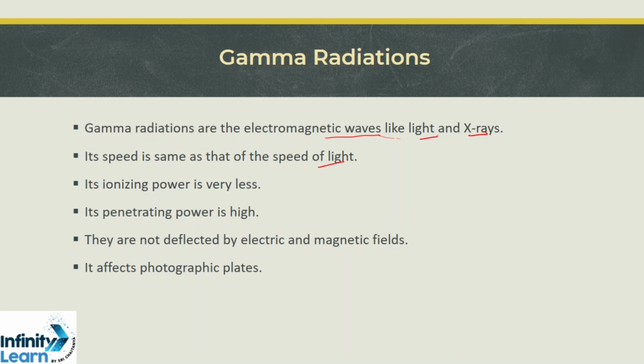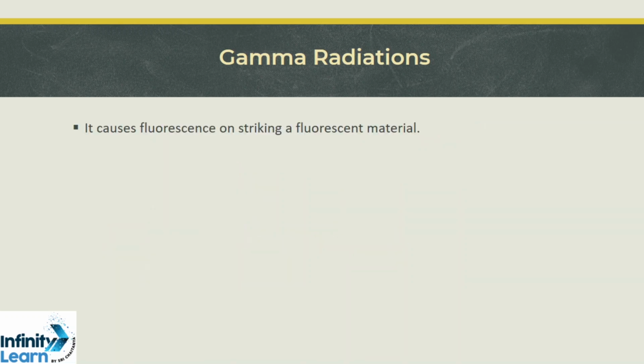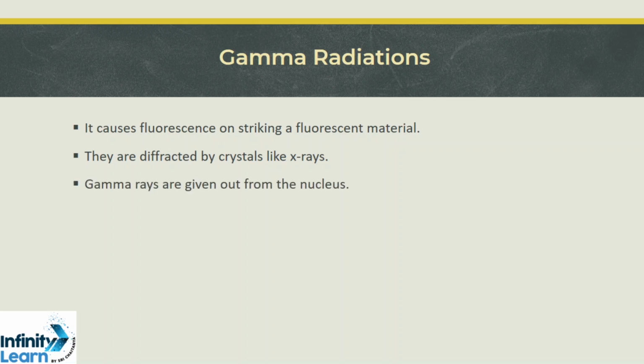Next 2 points are common. It affects photographic plates. It causes fluorescence on striking of fluorescent material. They are diffracted by crystals, just like X-rays are diffracted by crystals. And gamma rays are given out from the nucleus. This is very important because X-rays are given out whenever there is a transition in orbital electrons, but gamma radiations come out from the nucleus only.